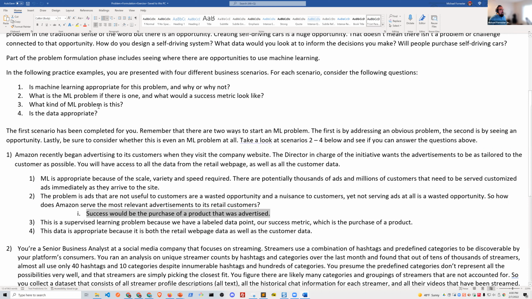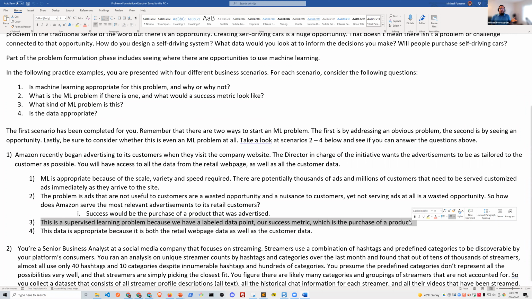Now, what kind of ML problem is this? In this case, it's going to be basically supervised, because we have all the data from the retail website plus the customer's purchasing history. So we know whether we've shown them an ad and whether that led to a purchase. That's our success metric. That's what we're looking for. How do we know that? Of course, I'm inferring.